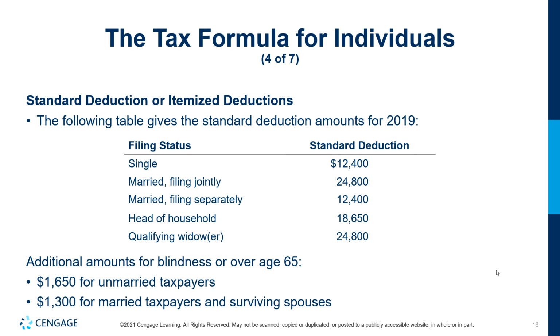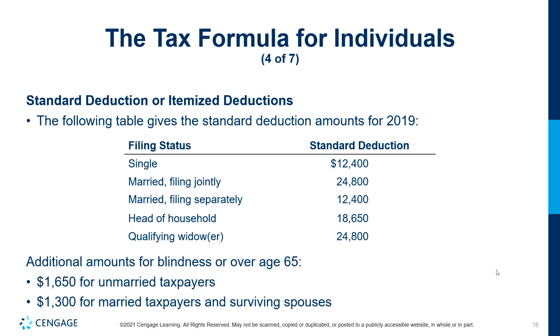First off, unmarried taxpayers get $1,650 for blindness or being over age 65. So if you're both, you get two times that $1,650 for unmarried.